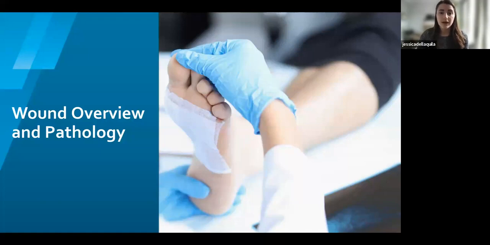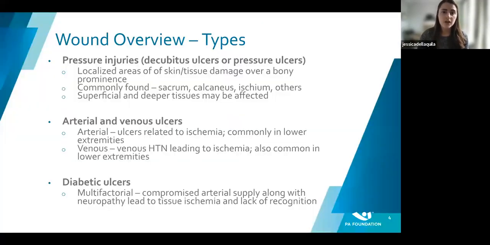So wound overview and pathology. There are many different types of wounds. We have pressure injury wounds, which are decubitus ulcers, arterial and venous ulcers, as well as diabetic ulcers. A lot of the research regarding nutrition is done with pressure ulcers or other pressure injuries, but it can really be applicable to various types of wounds.